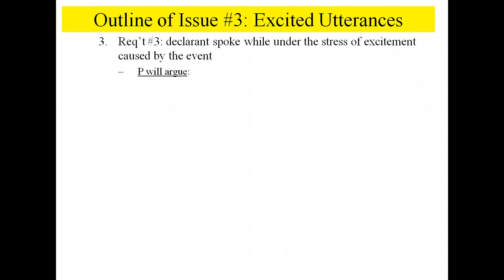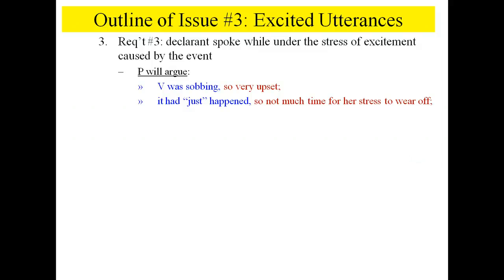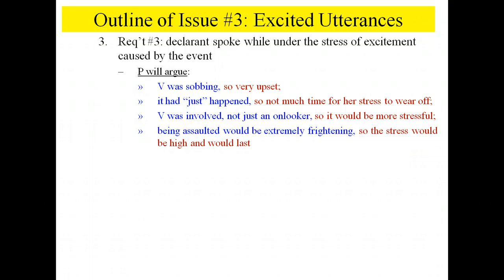All right, so the prosecutor here has a number of facts which help the prosecutor. Note as I go through these facts that I'm using the factors that we discussed with regard to excited utterances in class. Okay, so one fact is that the victim was sobbing, so was very upset. She said it had just happened, so there was not much time for her stress to have worn off. She herself was personally involved, not just an onlooker, so it would be more stressful and the stress would last longer. Being assaulted would be extremely frightening, so the stress would be high and would last.